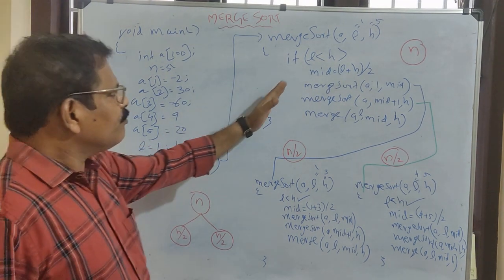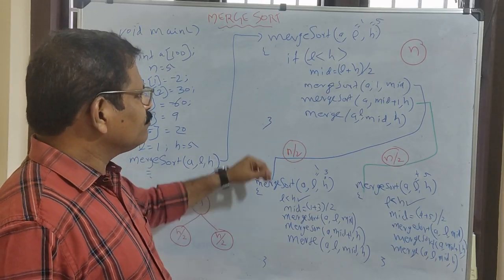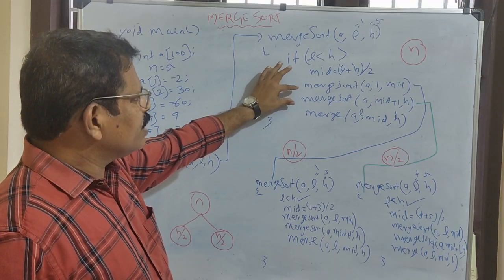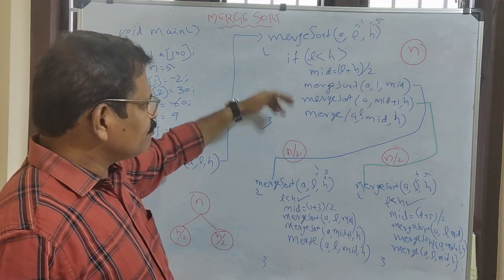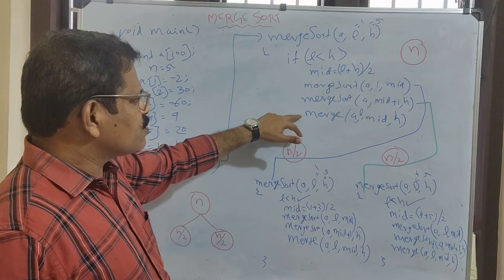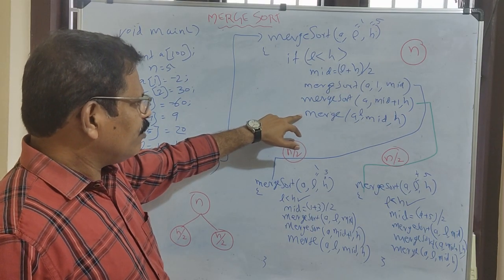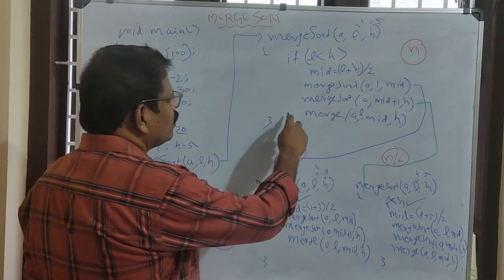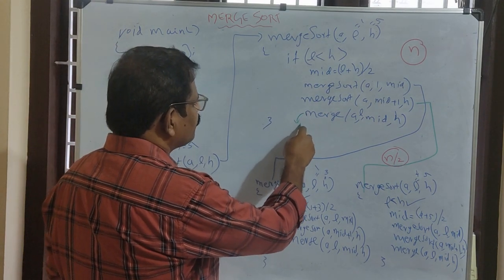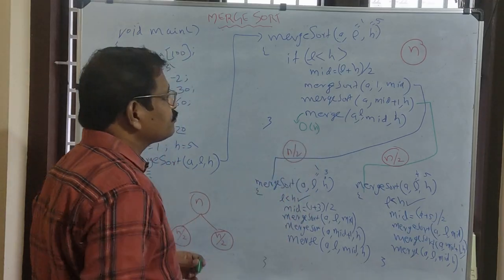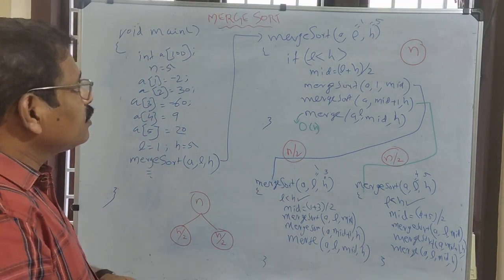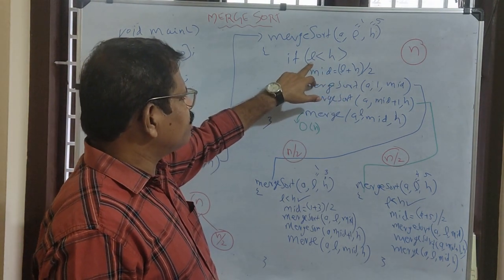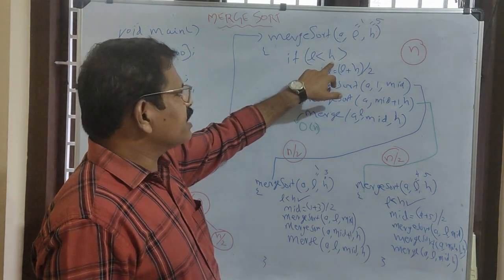This is the body of this merge sort algorithm. It has two calls of this merge sort. This is a recursive algorithm. Then merge. The merge algorithm will merge two sorted arrays. Complexity of this merge will be big O n. We will see it later. Inside the merge sort, it will check whether the left index is less than the right index.